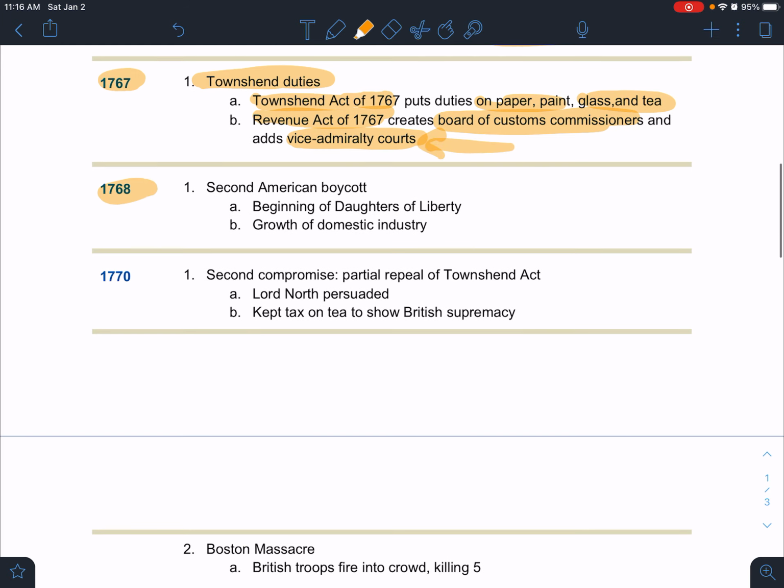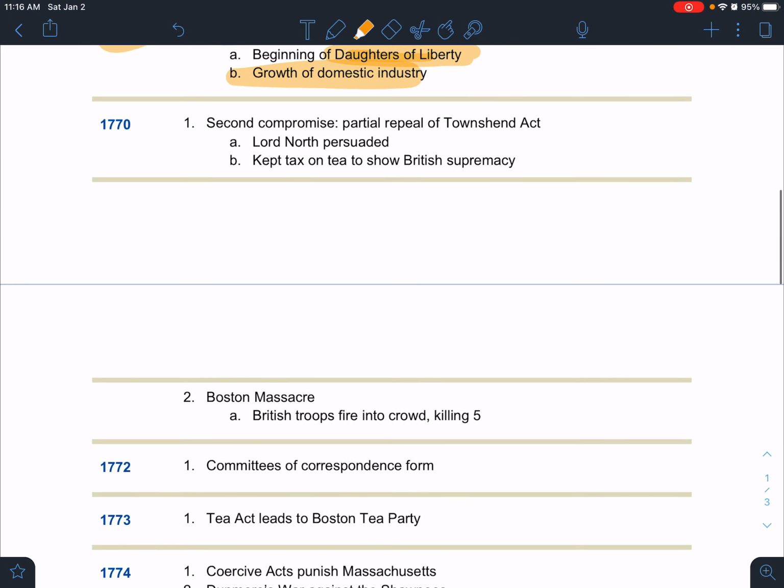In 1768, the second American boycott starts with the Daughters of Liberty, which are women who create textiles and other household items and things you generally need, to help Americans get the British to change their laws and even try to separate from Britain. This also causes the growth of domestic industry.